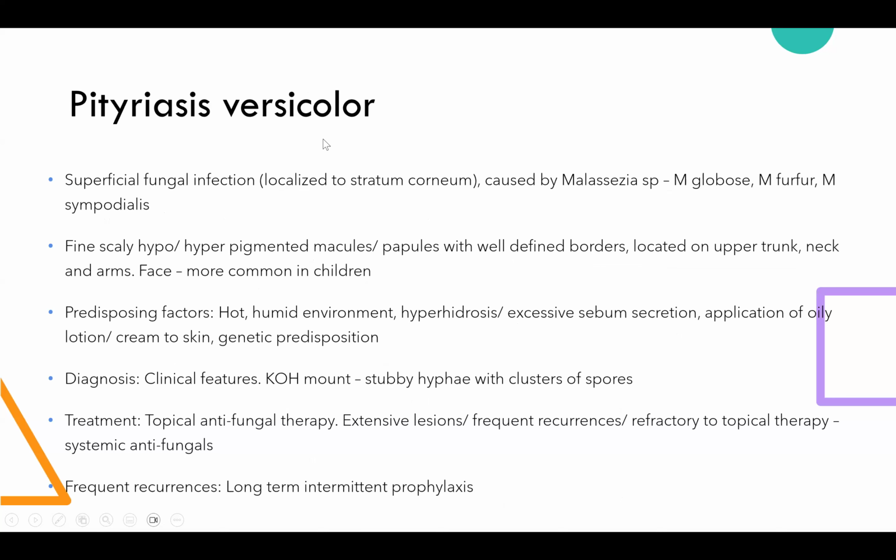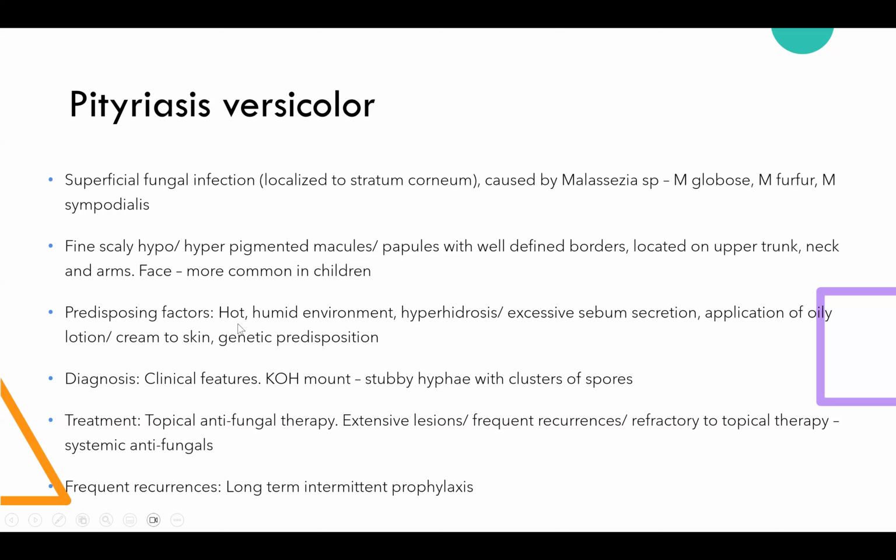Pityriasis versicolor is also a fungal infection that presents in relatively older neonates and in the infant age group. It is a superficial fungal infection localized to the stratum corneum caused by Malassezia globosa and furfur. It presents as fine, scaly, hypo or hyperpigmented macules or papules with well-defined borders located in the upper trunk, neck, and arms. Face is more commonly involved in children.